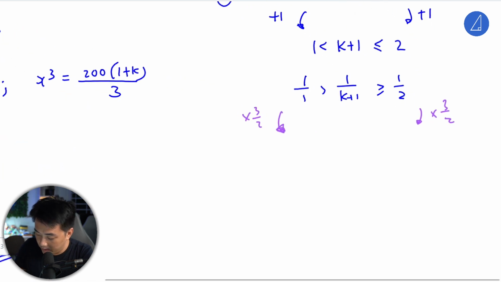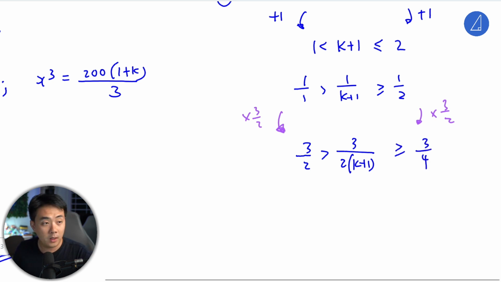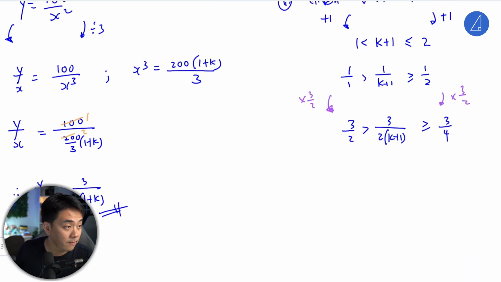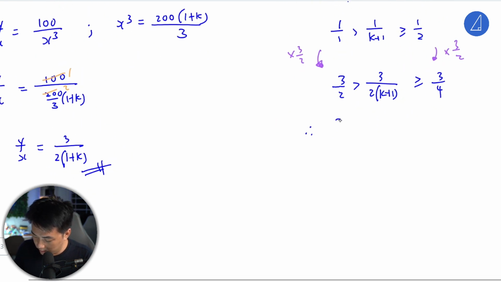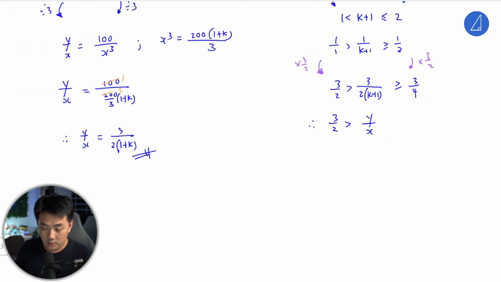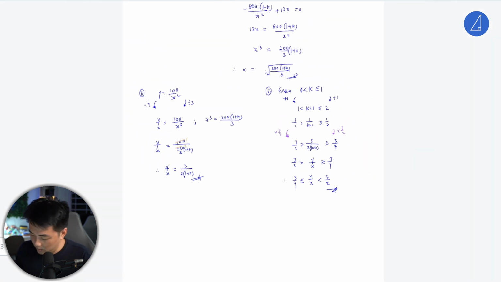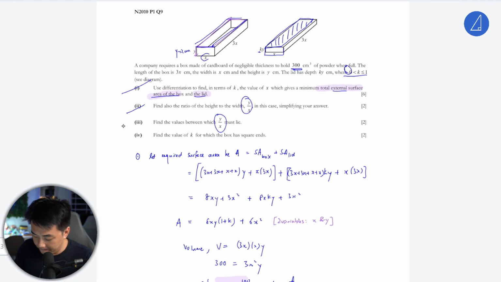What we get here is 3 over 2, 3 over 2(k plus 1), 3 over 4. Okay, that's it. So in this case, hence 3 over 2 is between, this will be my y over x, which is what we found just now. So it's just a rearrangement. I'll rewrite it in a nicer way, putting the lower bound on this end and the upper bound on the other end. Okay, great. That is part 3 done.